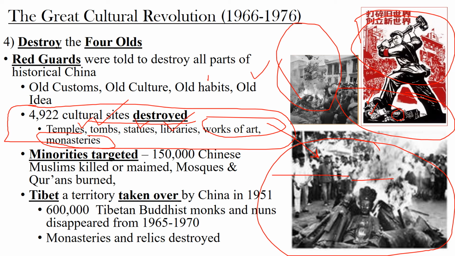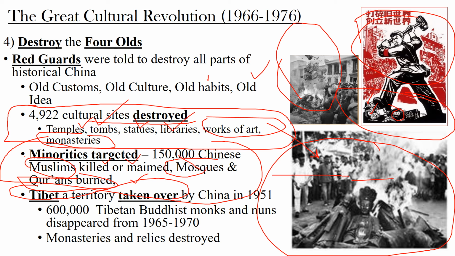This also led to the targeting of minorities. In the Central Asia part of the People's Republic of China, Muslims were targeted because they had a different religion. And so they were killed, they were maimed, they were sent to re-education camps, their mosques were torn down brick by brick, their Qurans burned because these were the old way. So, a persecution of religion.